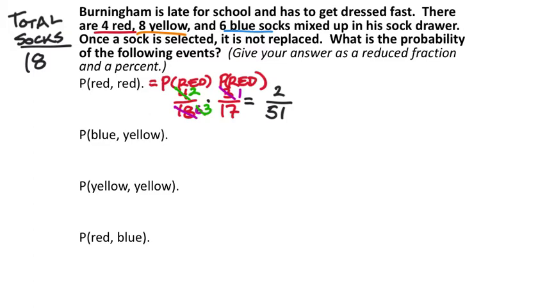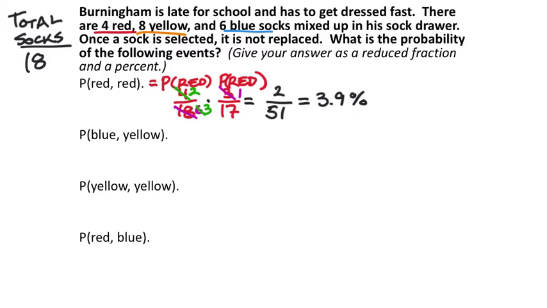We're going to need to round our decimal to the nearest tenth of a percent, because I get 0.039215686, which again, we're just moving the decimal 2 times to the right. So I'm going to make that 3.9%, rounding to the nearest tenth of a percent.